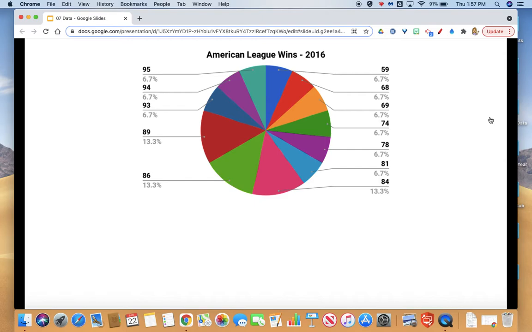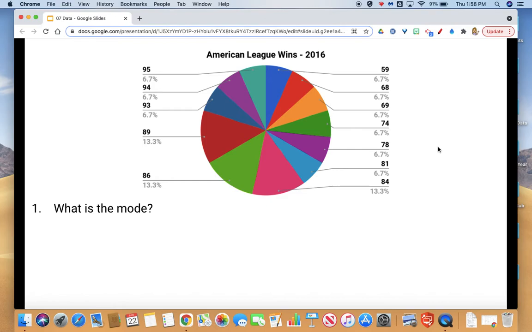Here's our American League wins from 2016. So this is opposite of the National League that we were just looking at. This is from American League wins. What would the mode be? Can you find the mode? Yeah, you actually can find the mode. It's your section that's the largest.